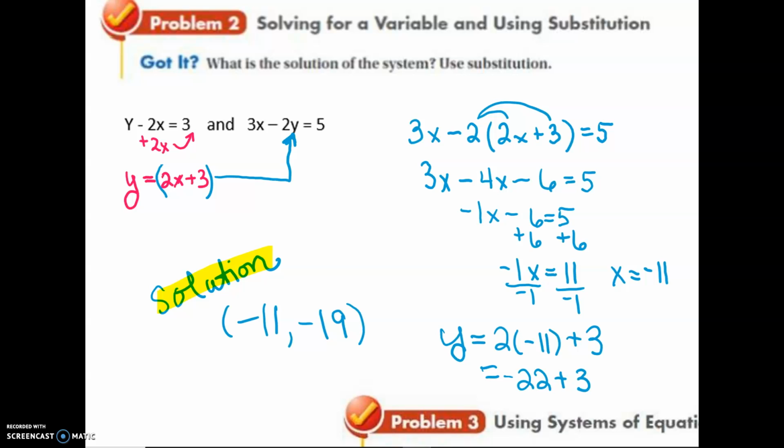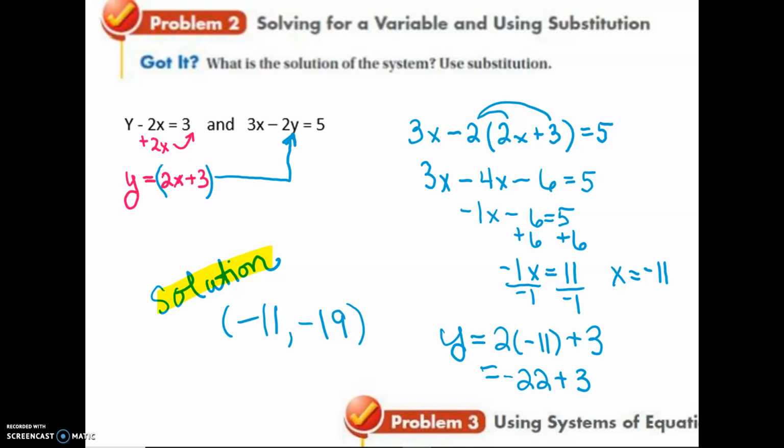And now we have finished the problem. So you can check to see if you had that question correct. Remember, we took this and plugged it in for y. So we went ahead and worked out the problem. So I combined like terms, added the 6, divided by -1, so we got x is -11.